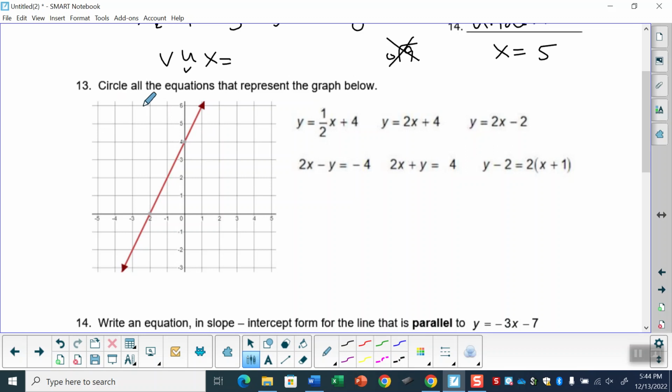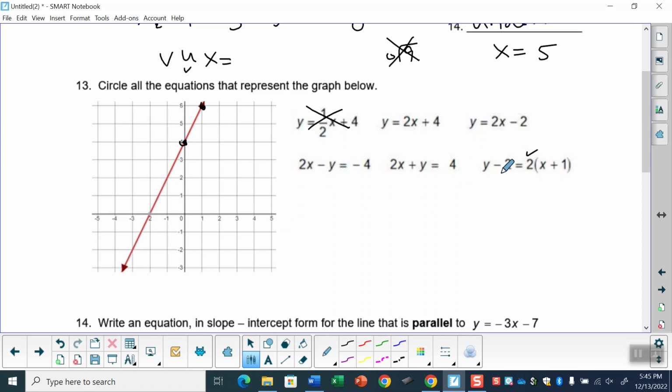All right, and then now I want to circle all the equations that represent this graph. So here's my y-intercept, 4, and then the slope is positive. So I go up, this has a slope of 1/2, so that would be up 1 over 2, so it's not that one. All right, so the slope is definitely 2. Okay, the slope has to be 2. So here's a point where the slope is definitely 2.